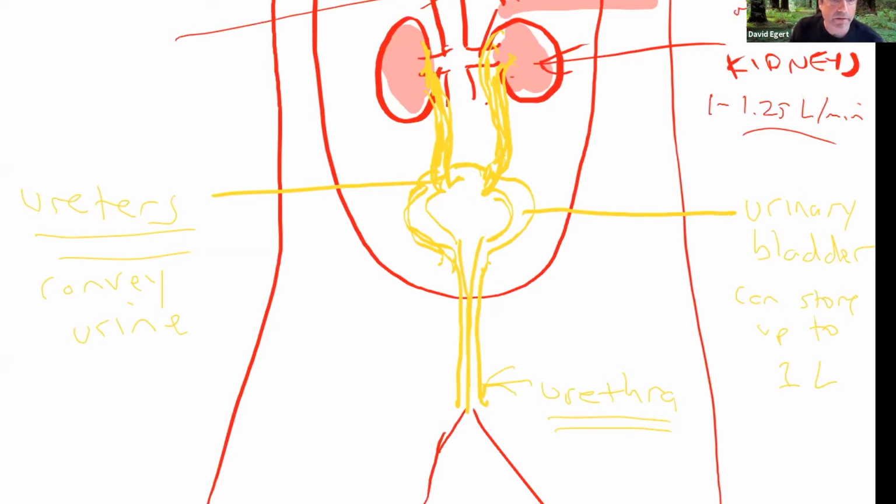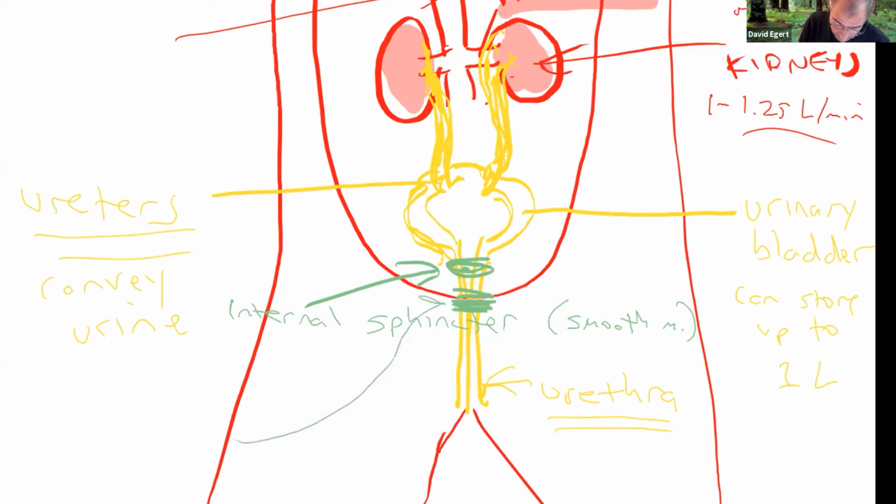Other things to talk about here. Control of urination. There are 2 sphincter muscles that are important for controlling passage of urine through the urethra. There's going to be an internal sphincter, which is smooth muscle. And there's going to be an external sphincter, which is the muscles of the pelvic floor, which is skeletal muscle.